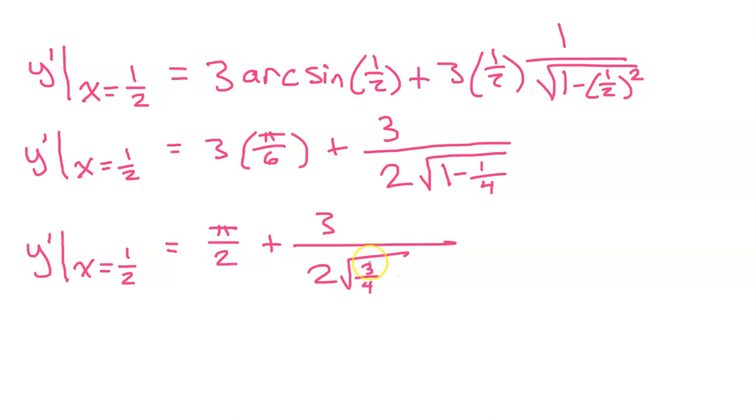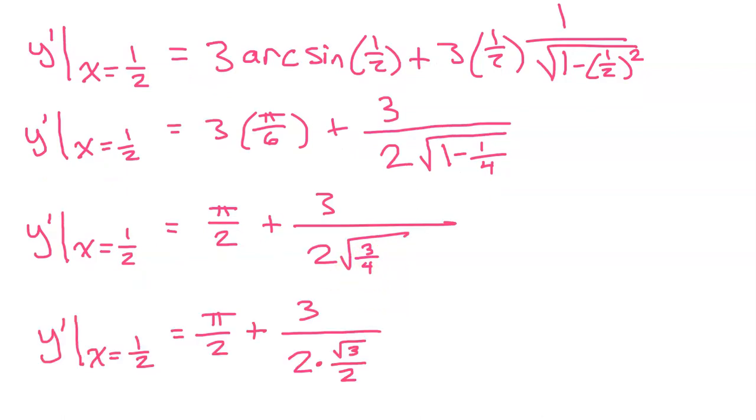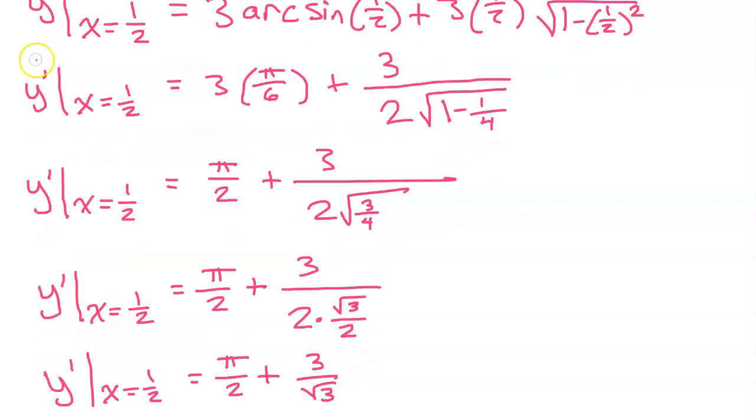If I take the square root of the numerator and the denominator, this will be the square root of 3 over 2. And on the next step, these 2's will cancel each other out. So we will just have 3 over radical 3.